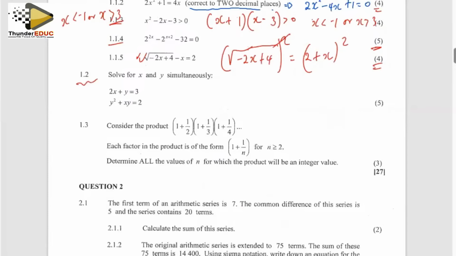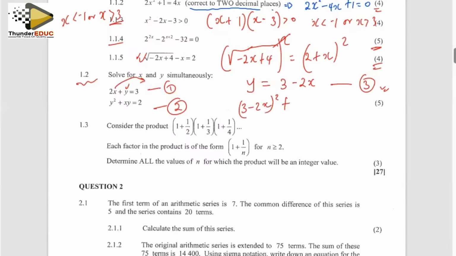1.2, the simultaneous. So we have this as equation number 1. Let's call that equation number 2. So from equation number 1, we need to make y the subject because it is easier. So I need to move the 2x to that side, which means my y is going to be 3 minus 2x. Let me call that equation number 3. And then I'm going to substitute this third equation into equation number 2. So I'll have 3 minus 2x.